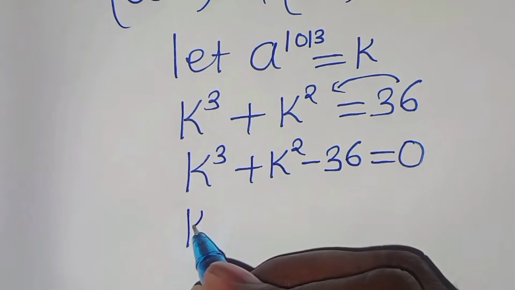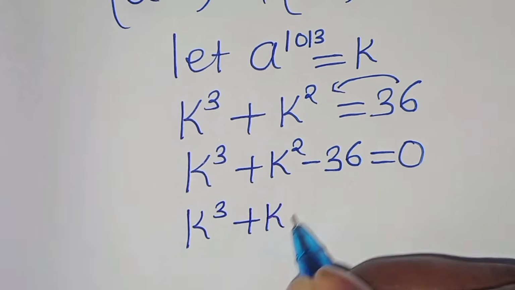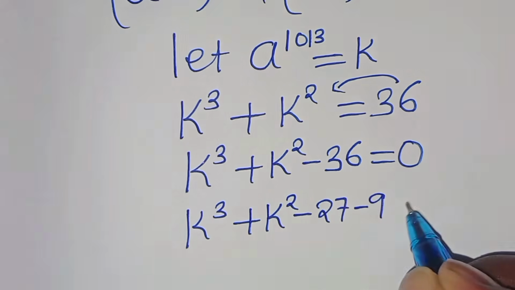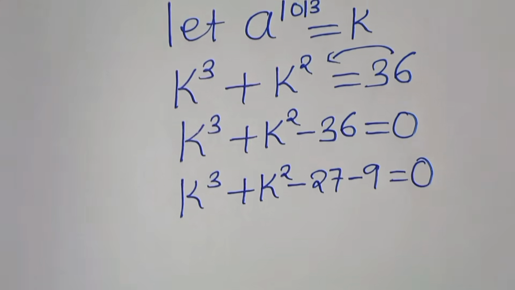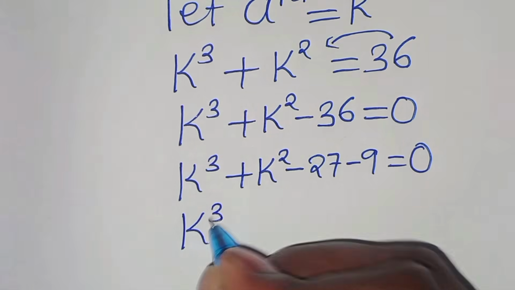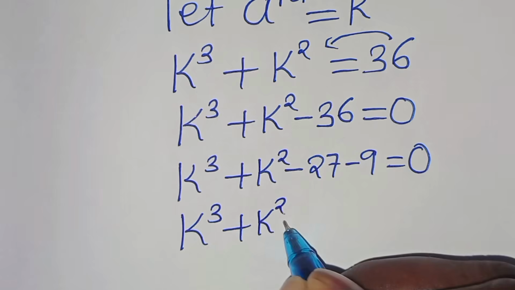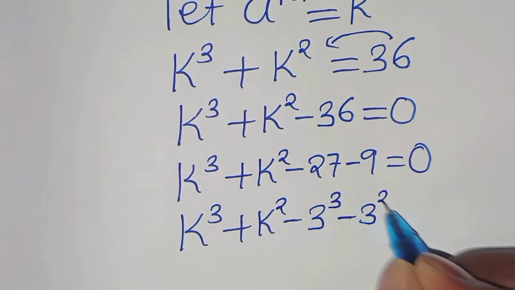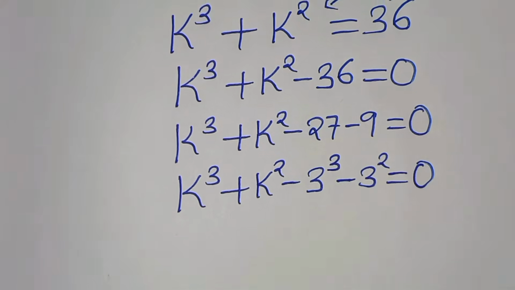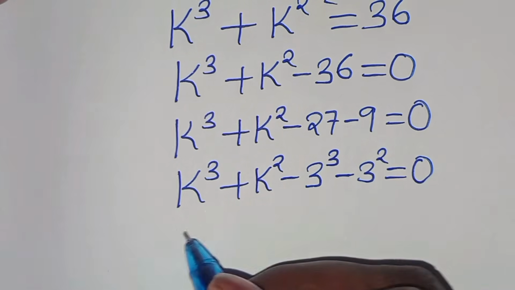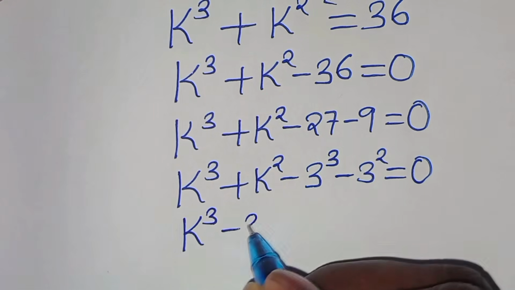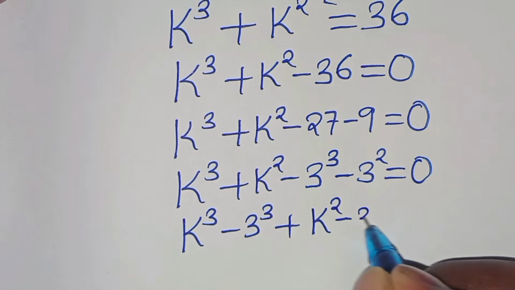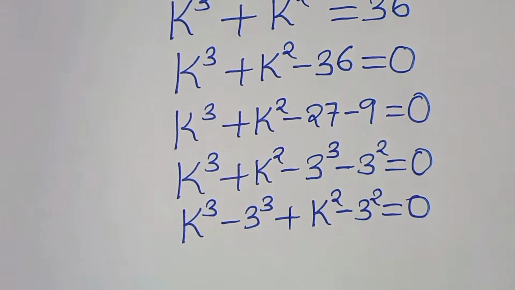So we have k to the power of 3 plus k to the power of 2 minus 36, which is minus 27, minus 9. This is equal to 0. So this is k to the power of 3 plus k squared minus 27. This is 3 to the power of 3, minus 9, which is 3 to the power of 2. This is equal to 0. So we have k to the power of 3 and 3 to the power of 3 here. So this is k to the power of 3 minus 3 to the power of 3, plus k squared minus 3 squared. This is equal to 0.